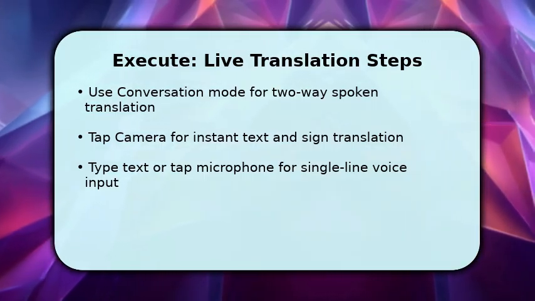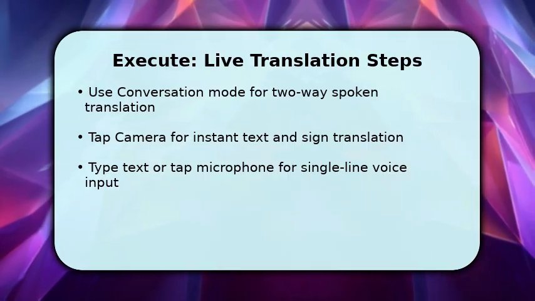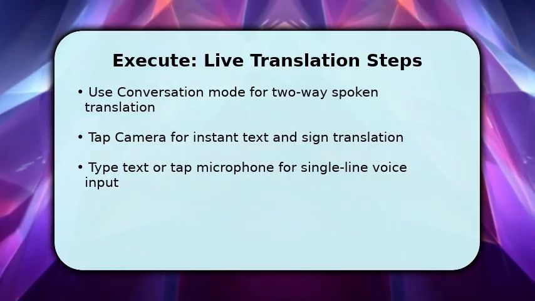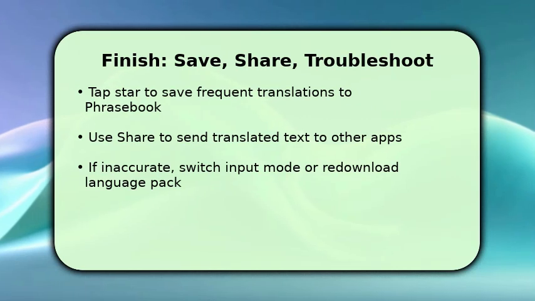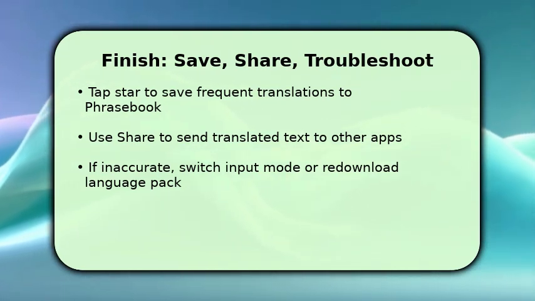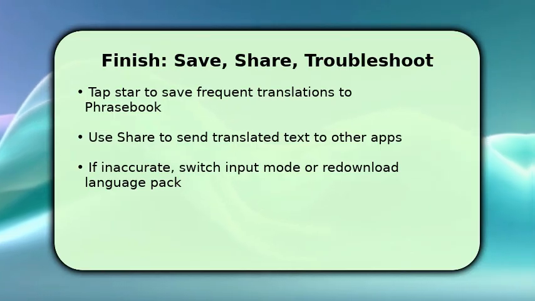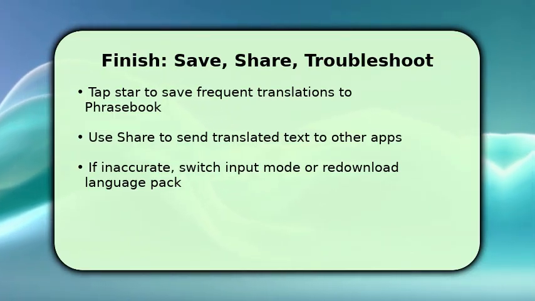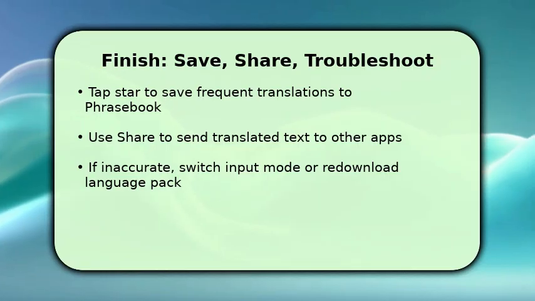Once done, check the alternate suggestions underneath, because small phrasing changes improve meaning. You finish by saving useful results to the phrasebook with the star so you can reuse them quickly. You can also tap Share to copy translated text into messages or email. Make sure to review pronunciation by tapping the speaker icon for how to say it.